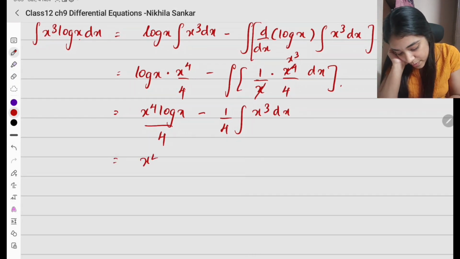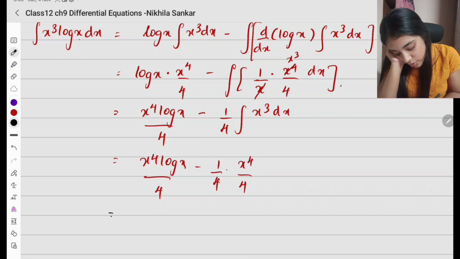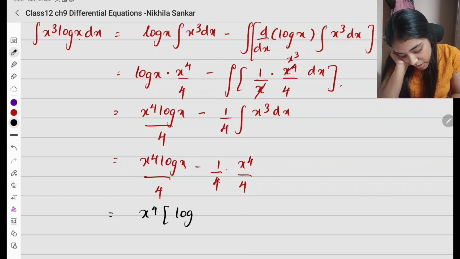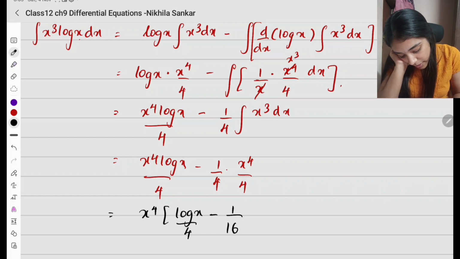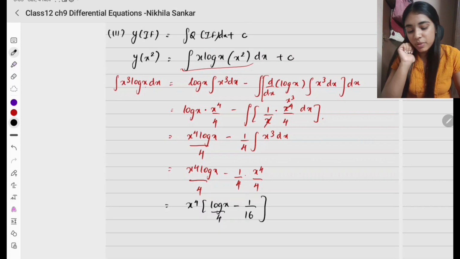Okay, இப்போ இது என்ன இருக்கு? x power 4 log x divided by 4 minus 1 by 4 integrate பண்ணா x power 4 divided by 4. So what is it going to be? x power 4 common எடுத்துடலாமா? So x power 4 times log x divided by 4 minus 1 divided by 16. So this is going to be my integration.